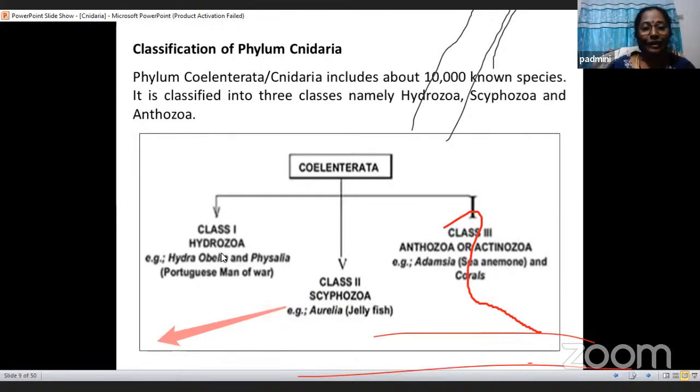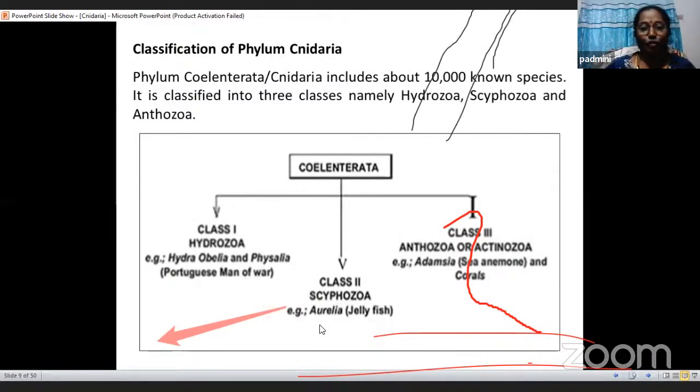The coelenterates are classified into 3 classes. First class is Hydrozoa. Hydro means water, zoa means animals, water animals. Examples over here are hydra, obelia, and physalia. Another name for Physalia is Portuguese man of war. Why Portuguese man of war? It resembles a cap. If you have seen the movie Pirates of the Caribbean, there you will find all the pirates having those long cap-like structures. So that is why they are called Portuguese man of war.